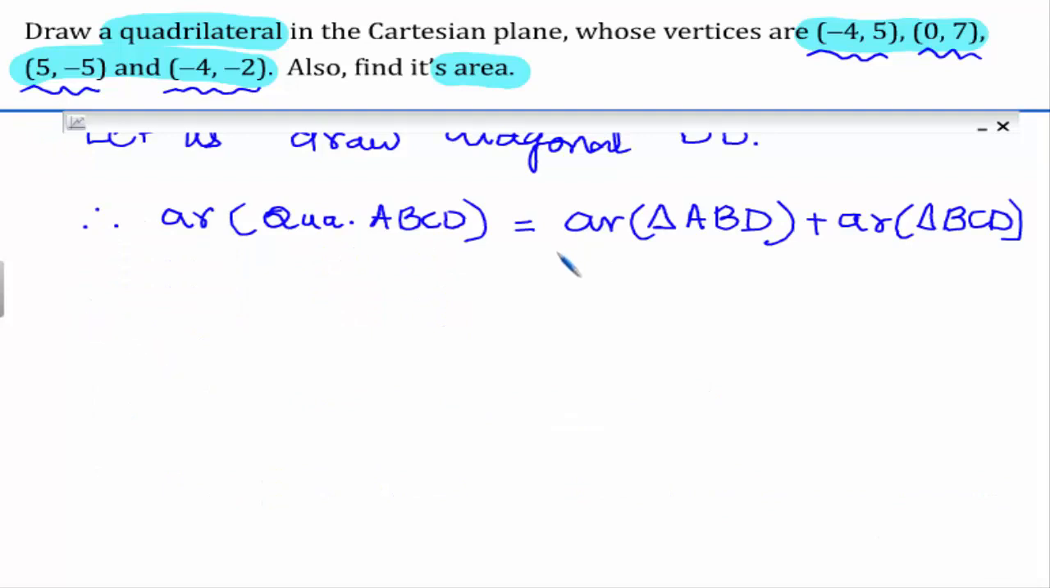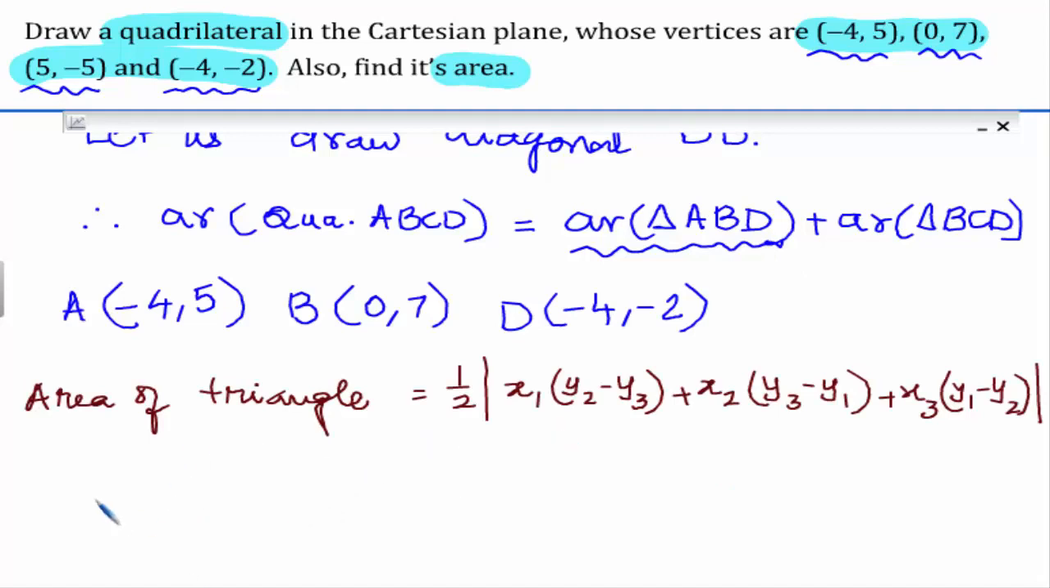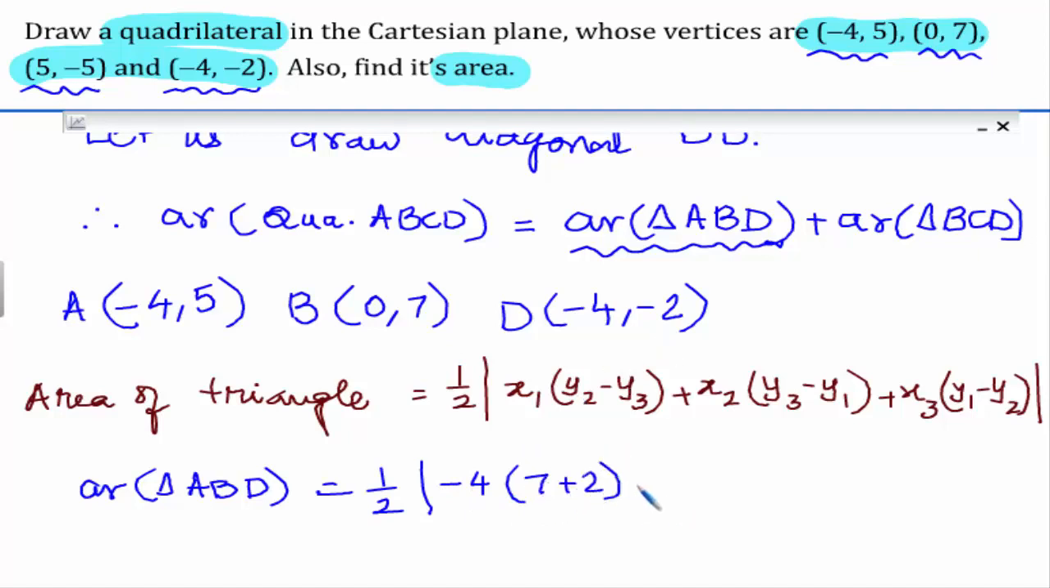First of all, let us do area of triangle ABD. Now using the area of the triangle formula, let us try to find out the area of triangle ABD. Here it is half into modulus x1 into (y2 minus y3), that is -4 into (7 minus of minus 2), plus x2 is 0 here, 0 into (y3 is -2 minus 5), plus x3 is -4, so -4 into (5 minus 7).